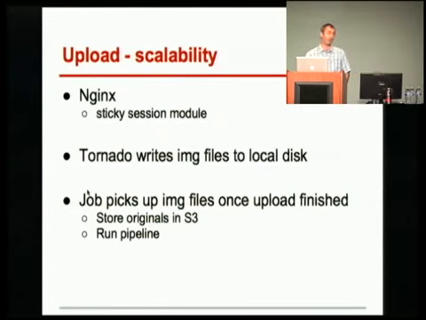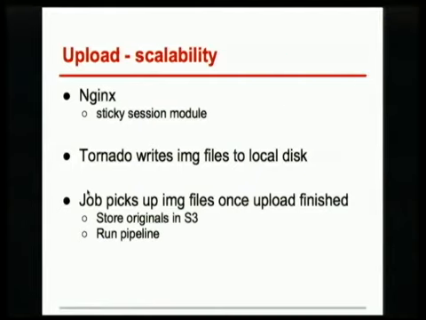And then we have a Python job that picks up these image files once the upload is finished. The first thing we do is store them, and I'll give more details on that later. And then we run the pipeline. Again, super simple stuff. We actually don't use a queue, like RabbitMQ or things like that. When the upload is done, Tornado just writes a sentinel file saying upload ready, like upload ID.ready. It's a file, and all the Python daemon has to do is check for these files. Super simple, works really great.